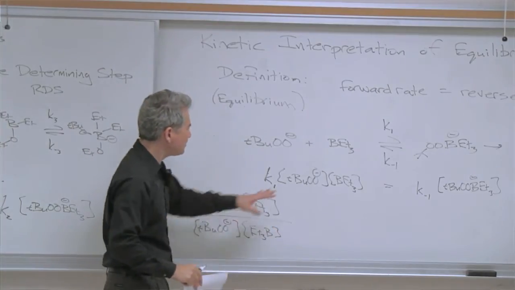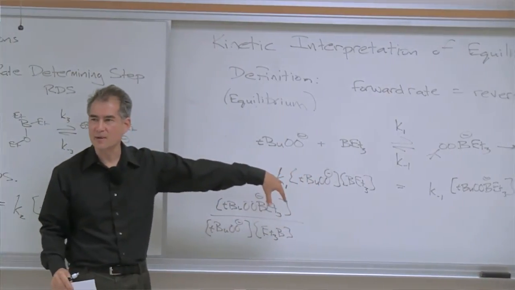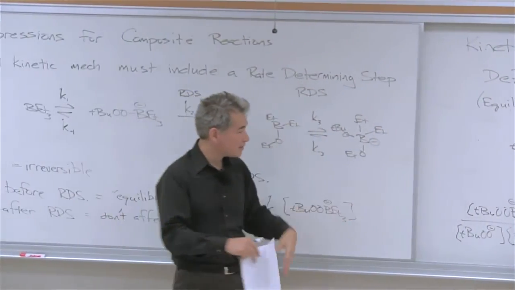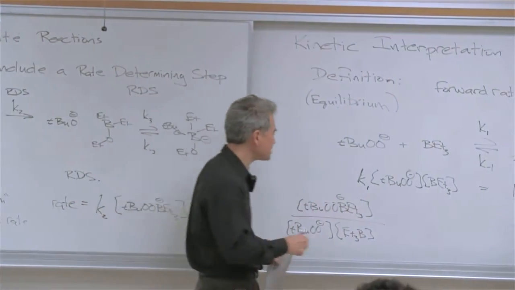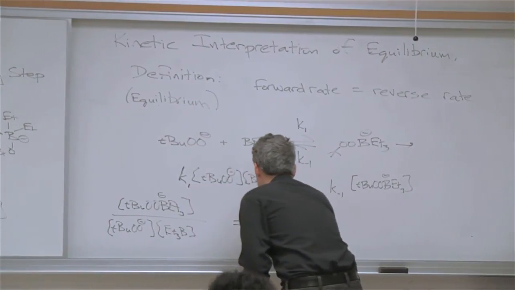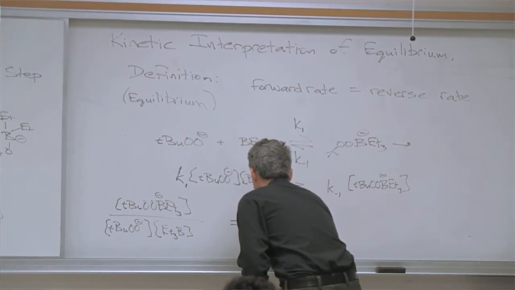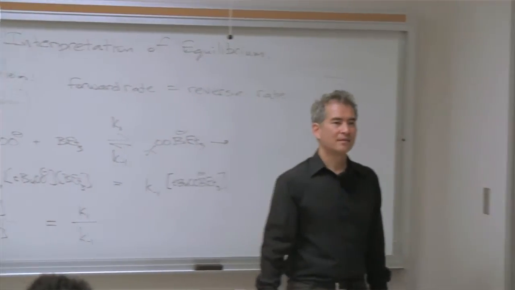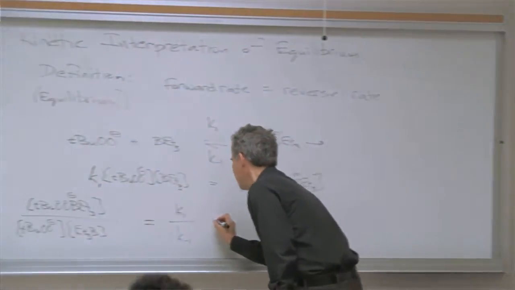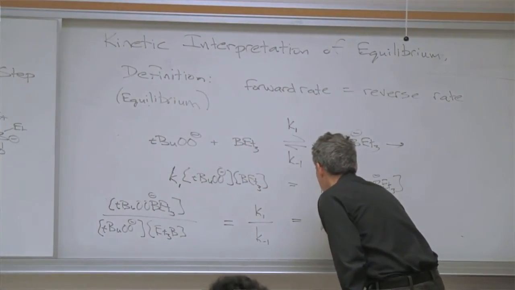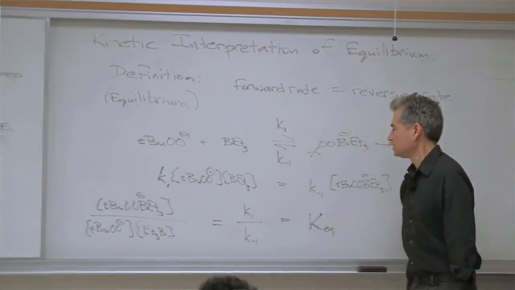If I just simply move all the concentrations to one side of the equation and all the rate constant stuff to the other side, I'll end up with an expression that ought to look pretty familiar, and that's products over reactants. Product concentrations over reactant concentrations. And it just so happens that that's going to equal the ratio of the rate constants. So I hope you all recognize this as your common equilibrium constant. And I'm going to use a capital K here in italics in bold.